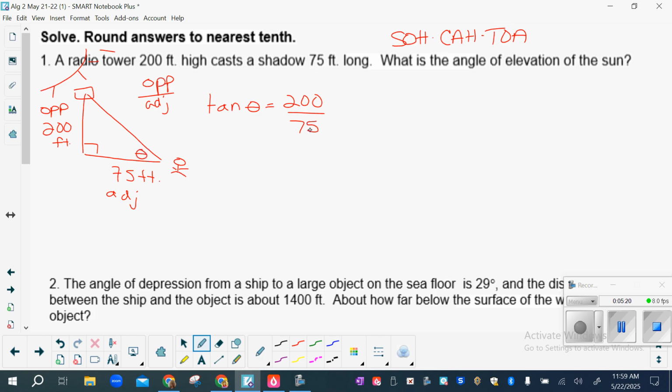And so this group back here, what would we do to find theta? That's right. We're going to do the tangent inverse on both sides. That's how we get to that theta. So these cancel and we get theta equals, I'm going to call on somebody.